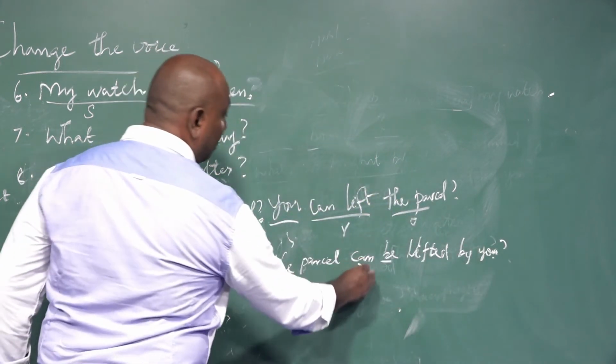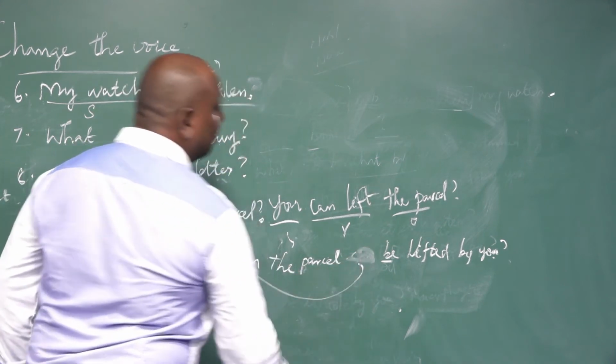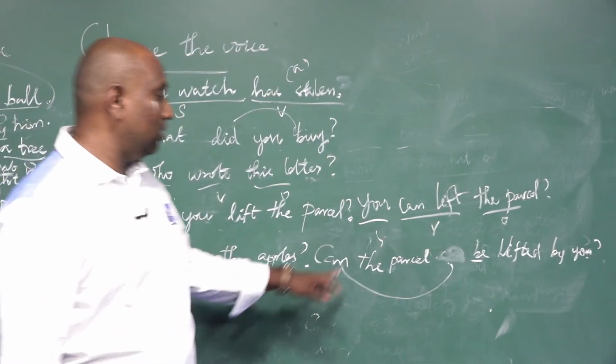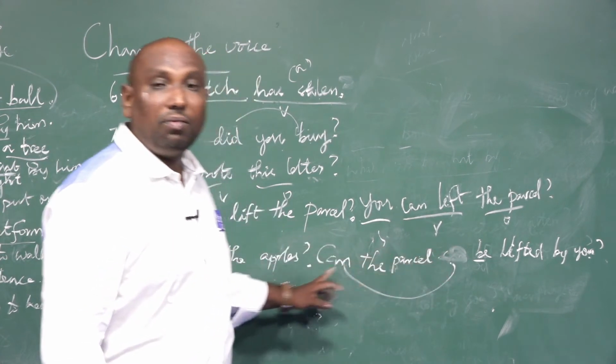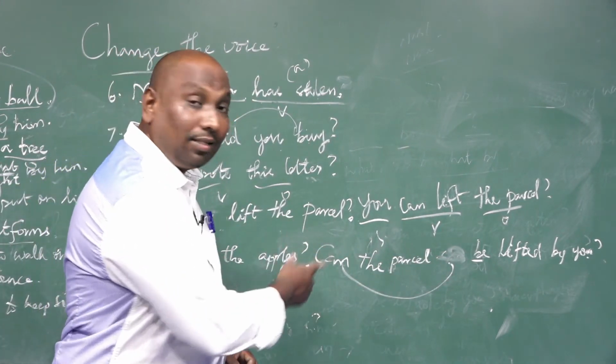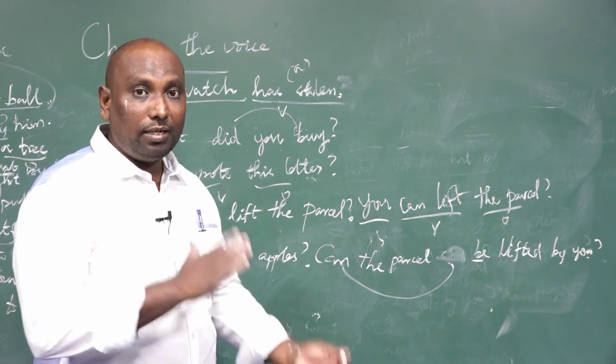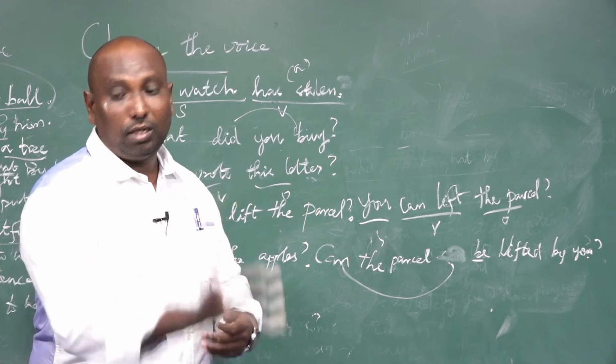So make it as a question. How to make it as a question? Can the parcel be lifted by you? This is the way we have to make it into a question. Placing the auxiliary before the subject, it will turn into a question. Writing the auxiliary with the main verb will turn it into a statement. So remember this, how to change a statement into a question and a question into a statement.